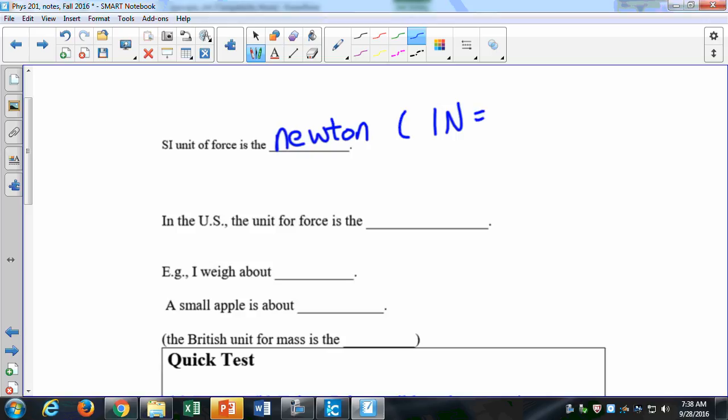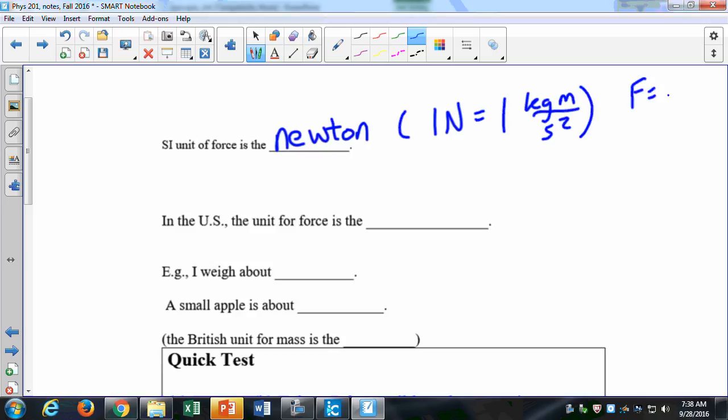Be able to break these units down increasingly in the next few chapters, or in the rest of the year really. We'll be dealing with units that are built upon other units like the Newton, and so you need to be able to break these down into their basic SI units. The basic SI units for this are 1 kilogram meter per second squared. I wouldn't try memorizing that.